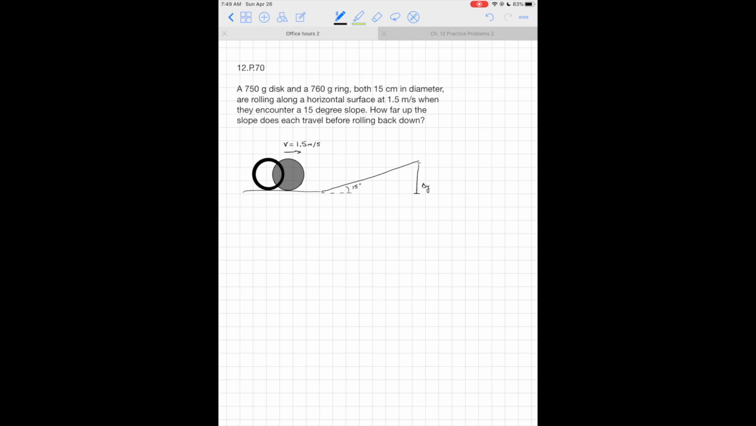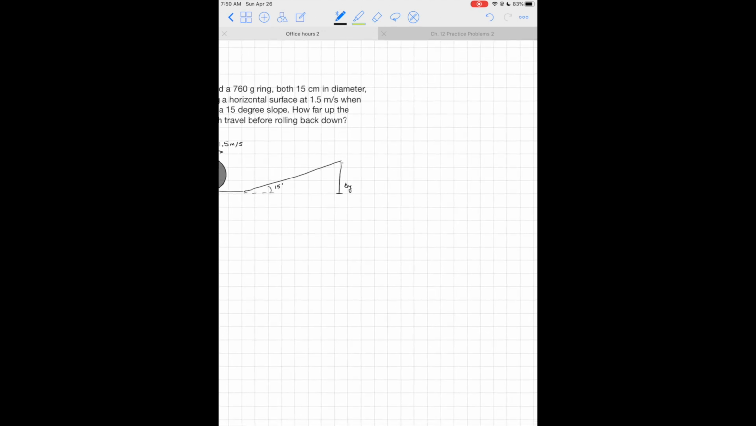The general strategy for this is not to be thinking about forces, not to be thinking about torques, but instead to be thinking about energy, right? The general strategy is going to be to convert all of our kinetic energy, the total kinetic energy, not just rotational, not just translational, into our gravitational potential energy.